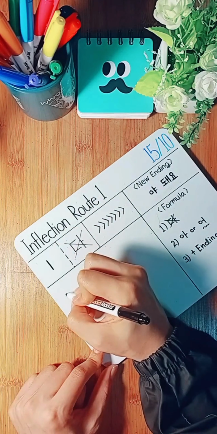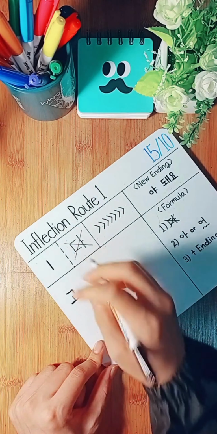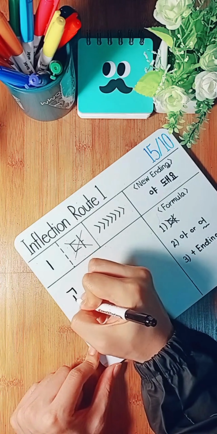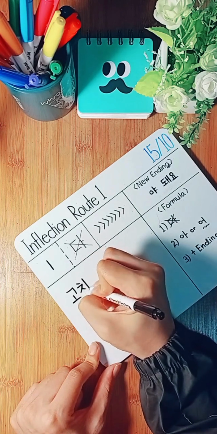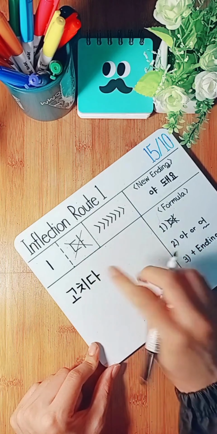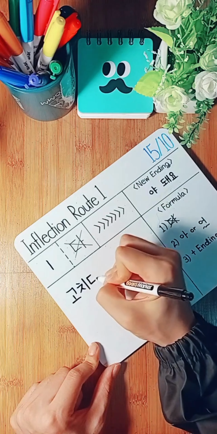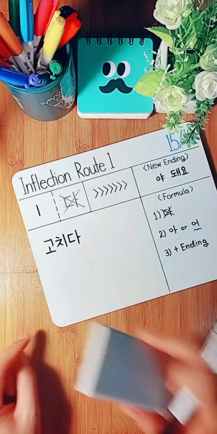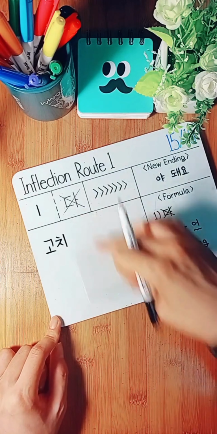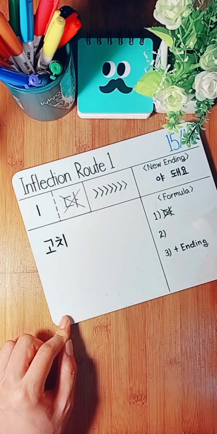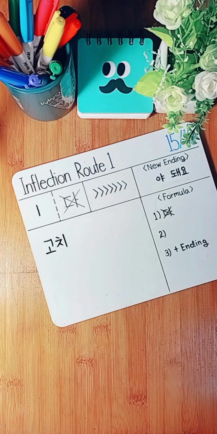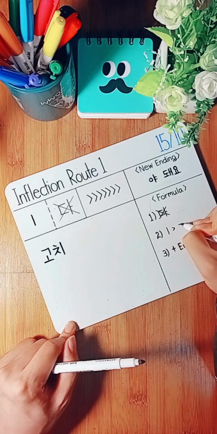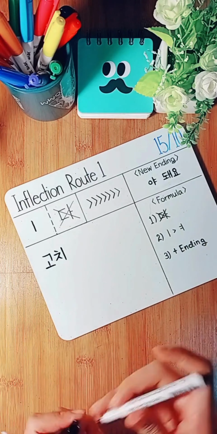The rules are, if you have a display form that ends with the E vowel, once ta is removed, like we have right now, 고치다. We have a perfect example. Within inflection route number 1, the rules are to apply a 3-step formula, right? Step number 1, remove ta, change E into 여, and then now you can attach the ending, right?